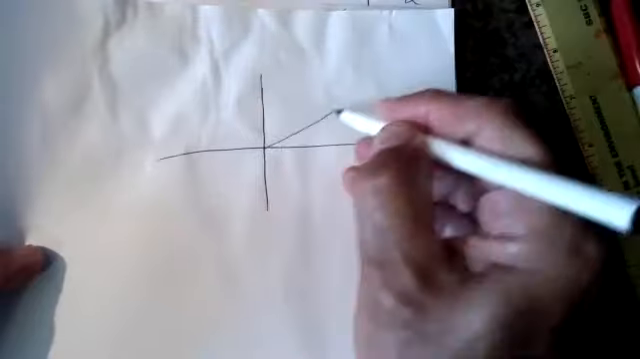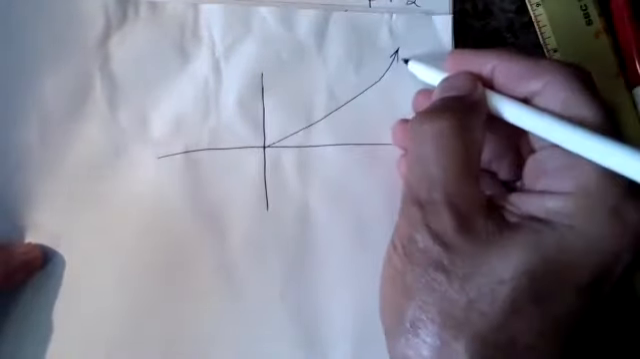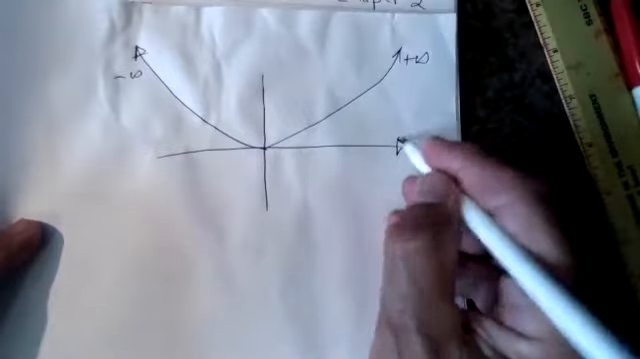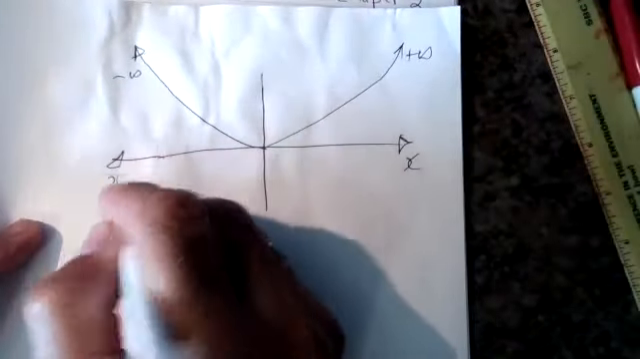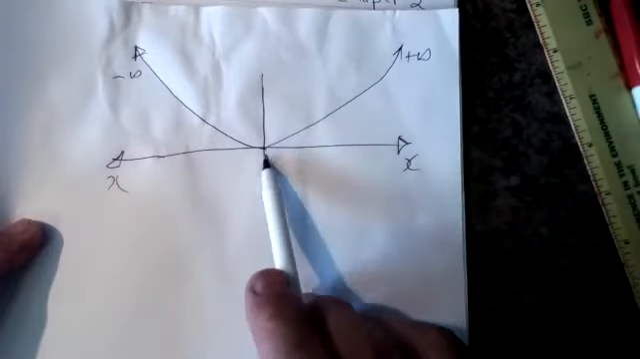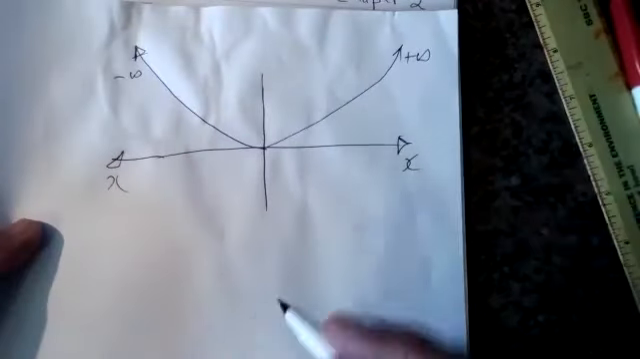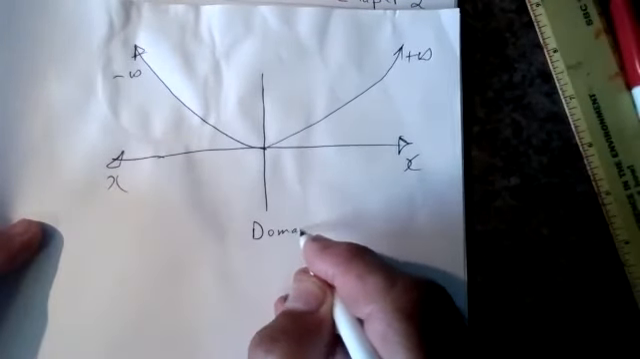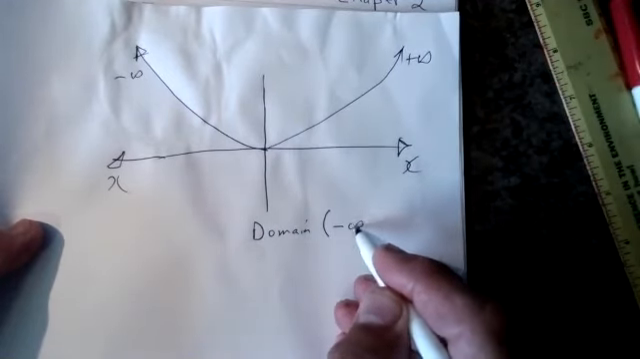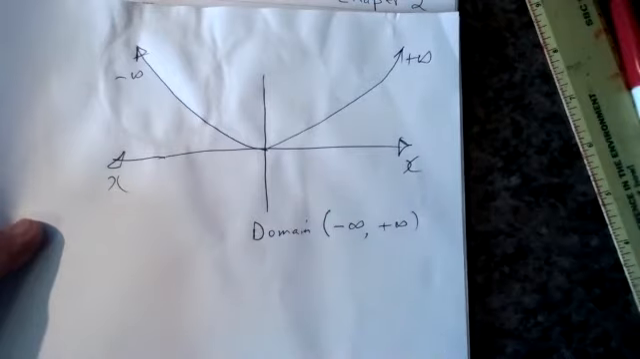For instance, if I have a graph that goes like this all the way, goes to positive infinity, and here goes to negative infinity, that means as far as the domain, or as far as the x, it goes all the way toward positive infinity and all the way toward negative infinity. So domain, where the x value extends, is from negative infinity to positive infinity.